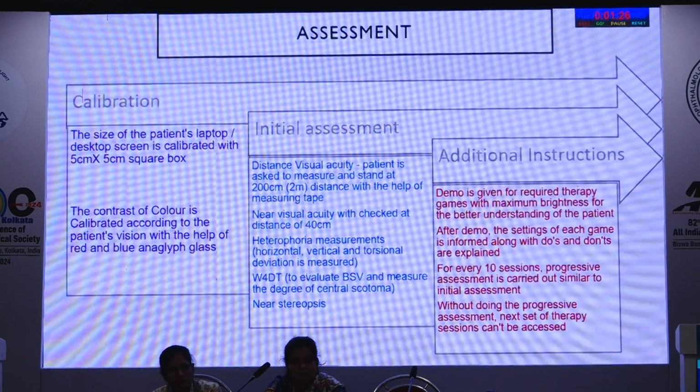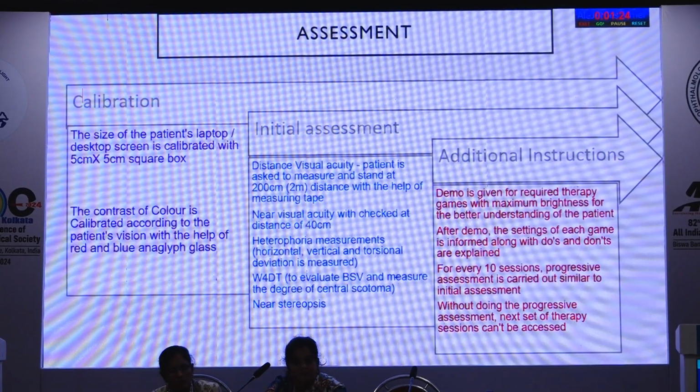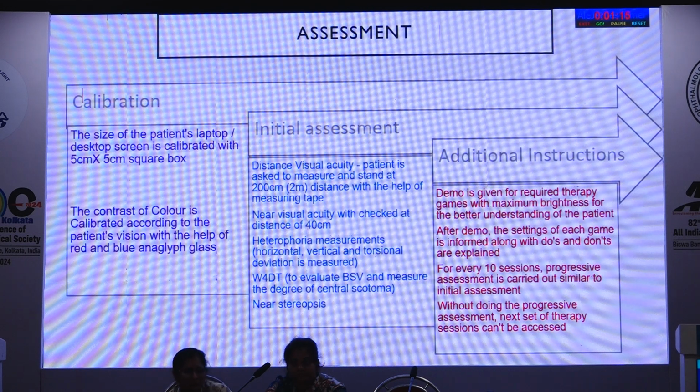So they have to measure the distance visual acuity and near visual acuity in the area where they are doing the therapy at home. The room light illumination at home is also important. We advise them to sit in the same place every day because the computer has been calibrated for that. And heterophoria measurements and binocular vision with Worth 4 dot and near stereopsis. So all these are recorded at the initial assessment, and then they are given a demo initially with the maximum brightness so that they understand it well.